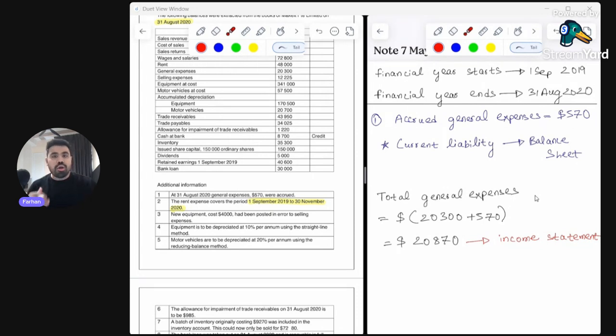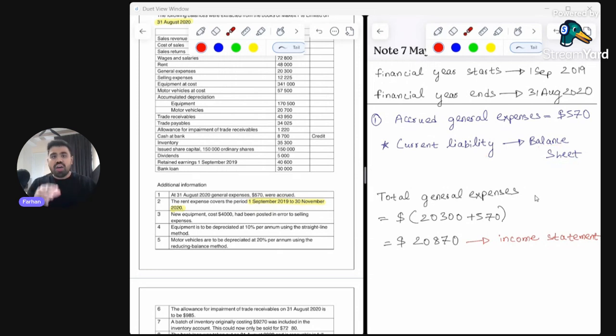Where do we record our current liabilities? We record our current liabilities in the balance sheet. So this accrued general expenses of $570 is to be shown under the current liabilities section when you prepare the balance sheet or the statement of financial position.